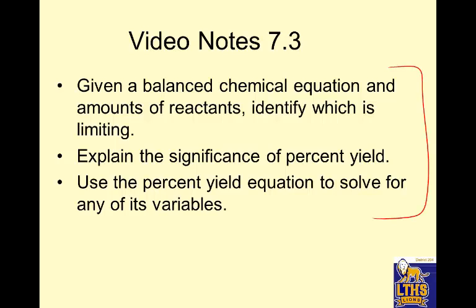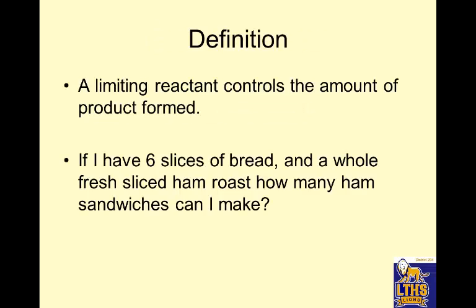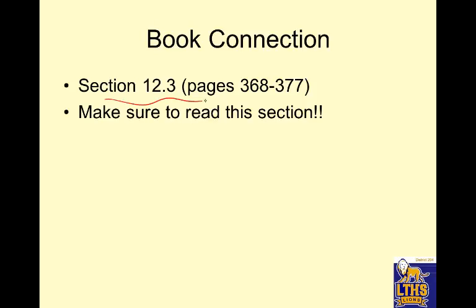Give a balanced chemical equation. Make sure you can identify what the limiting reactant is, explain the significance of percent yield, and calculate stuff. So here we go. Make sure that you look at the book, read section 12.3 to understand this.